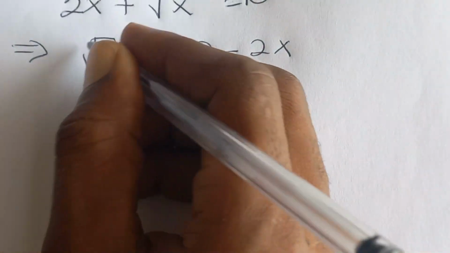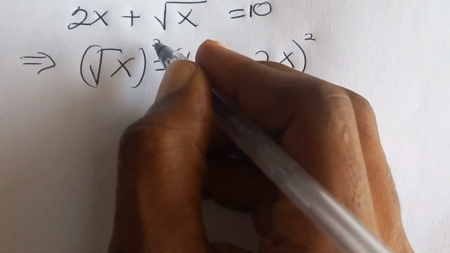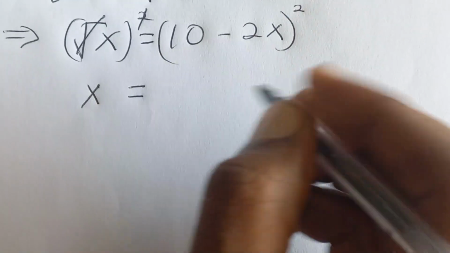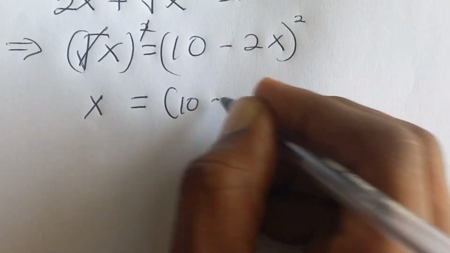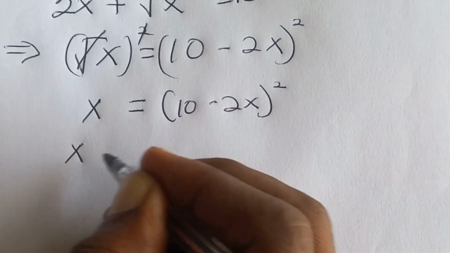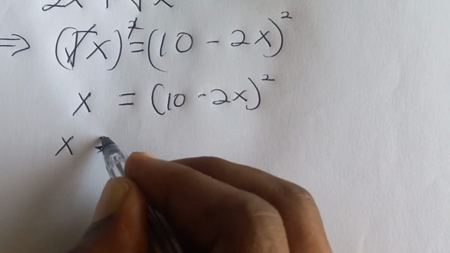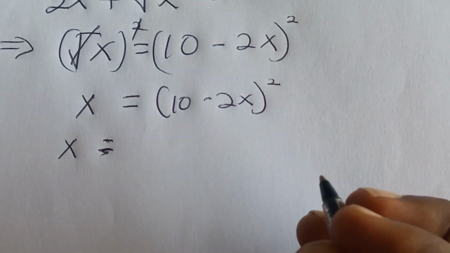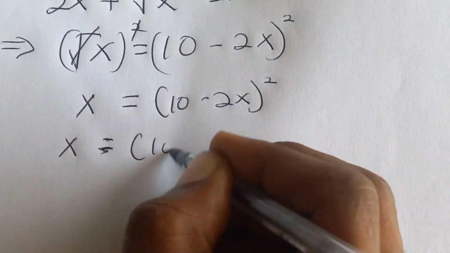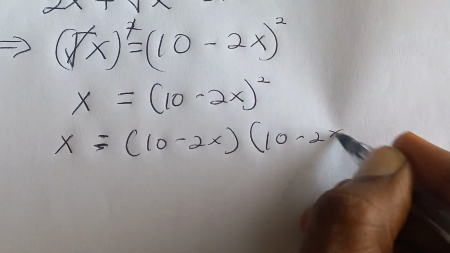So we are going to get, now this square will cancel the square root here. So we are going to get x is equal to 10 minus 2x all squared. Okay, so our x is equal to, now we have to express this in quadratic. So I have the same as 10 minus 2x bracket 10 minus 2x.